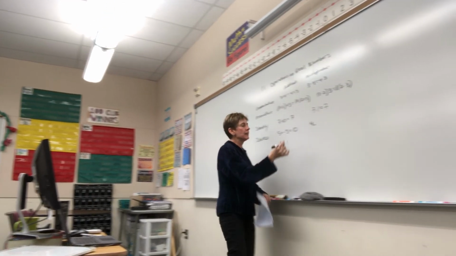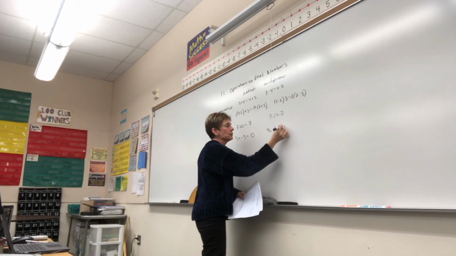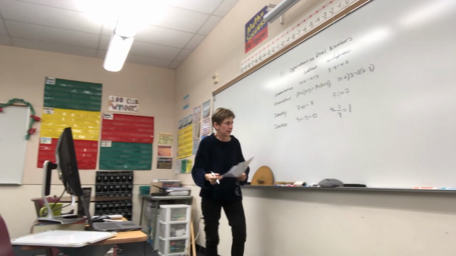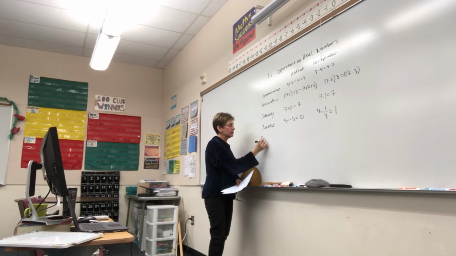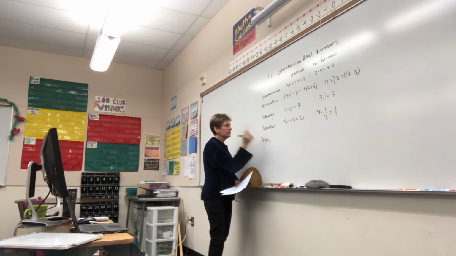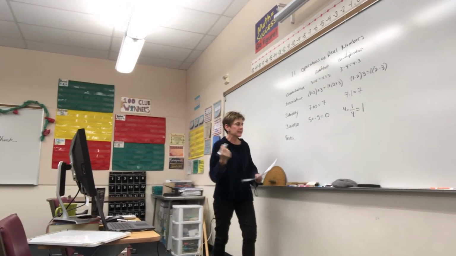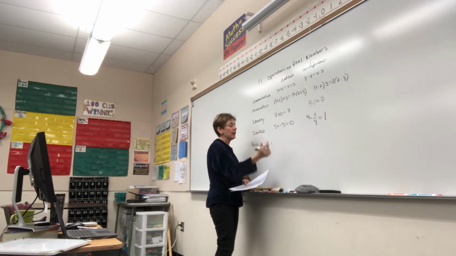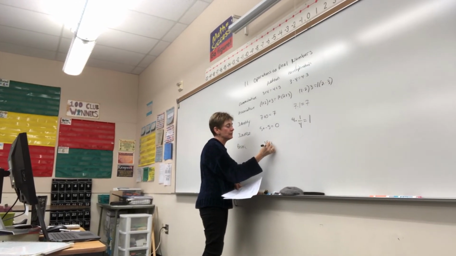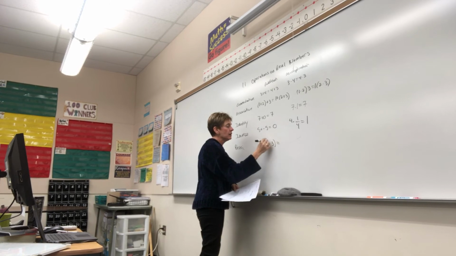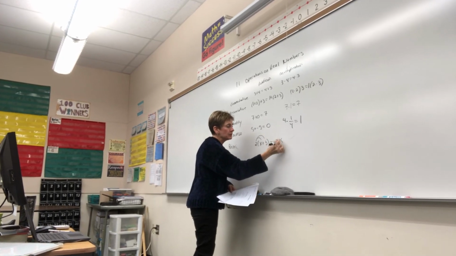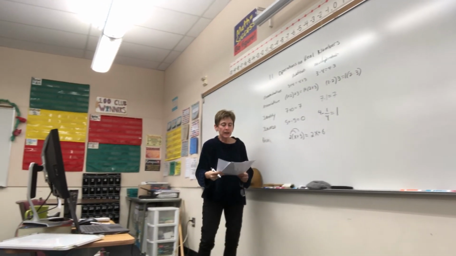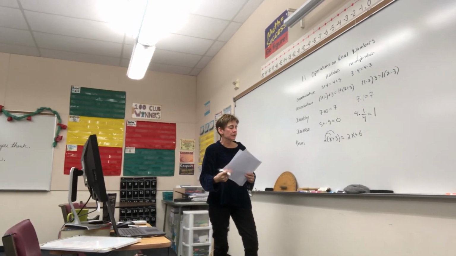It'd be like 4 times a quarter equals 1. And then the last property, which everybody should know, is the distributive property. An example of that, which falls under both categories, might be, for instance, 2 times the quantity x plus 3. When you distribute, it becomes 2x plus 6. So that should be familiar to all of you.